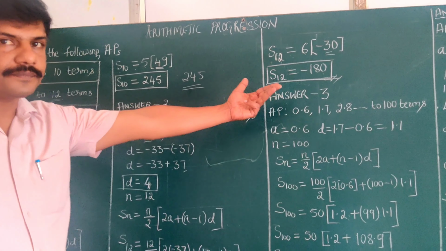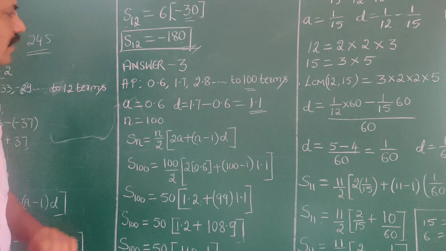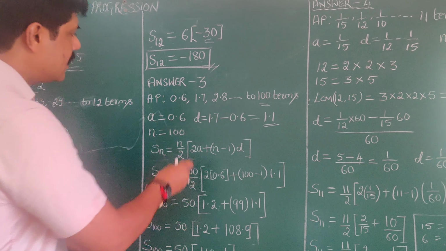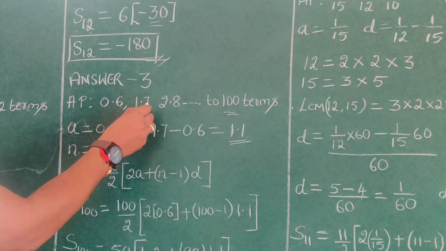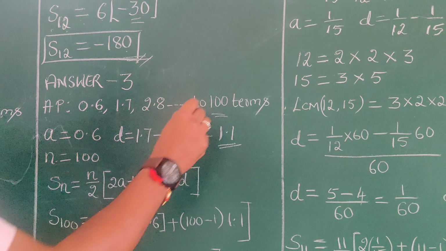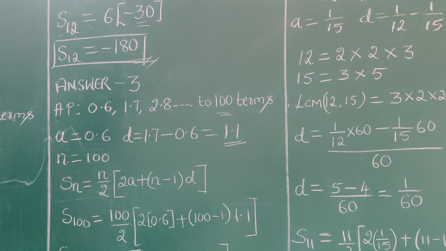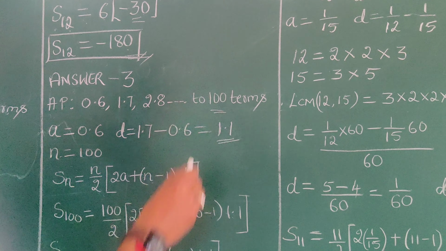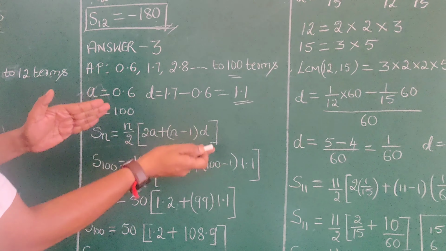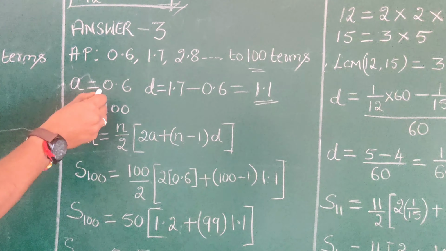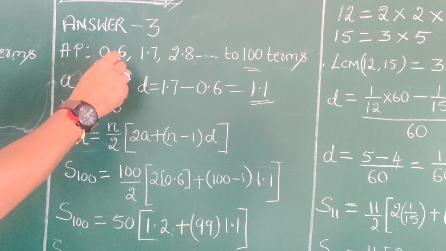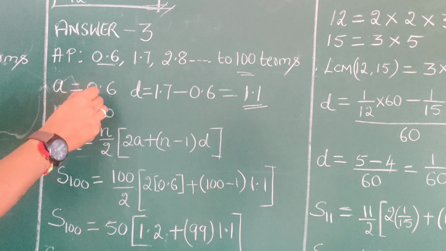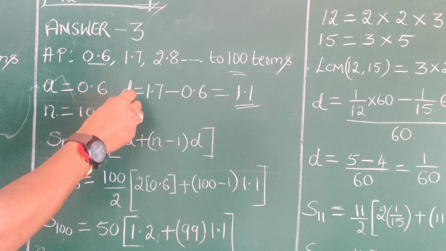It's very easy. Now let's find the solution for the third problem. The third problem is 0.6, 1.7, 2.8 up to 100 terms. Here you have to find the sum up to 100 terms. Okay. Now we'll extract the data from this problem. a is equal to 0.6 because the first term is 0.6. a is equal to 0.6 and d is nothing but the common difference.